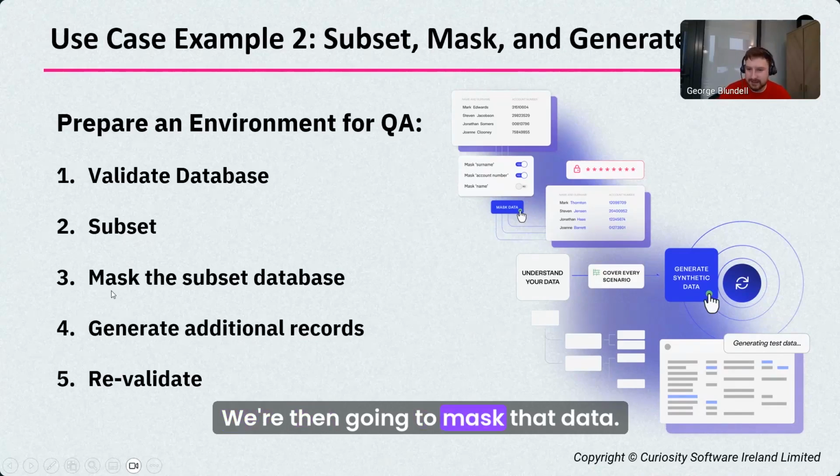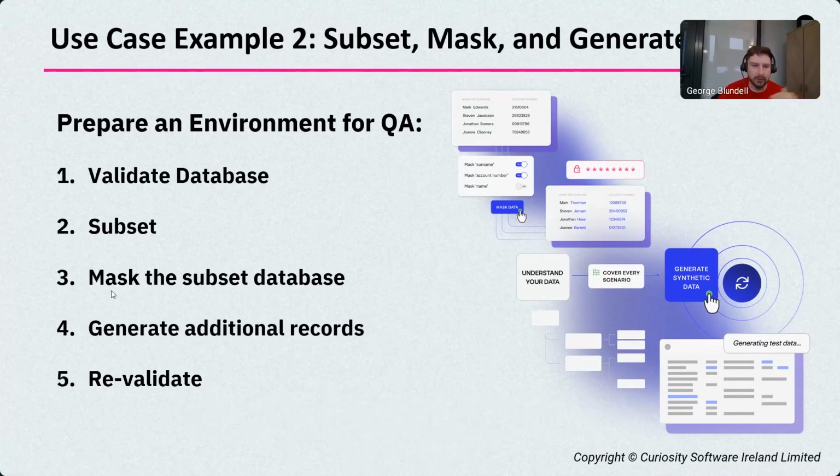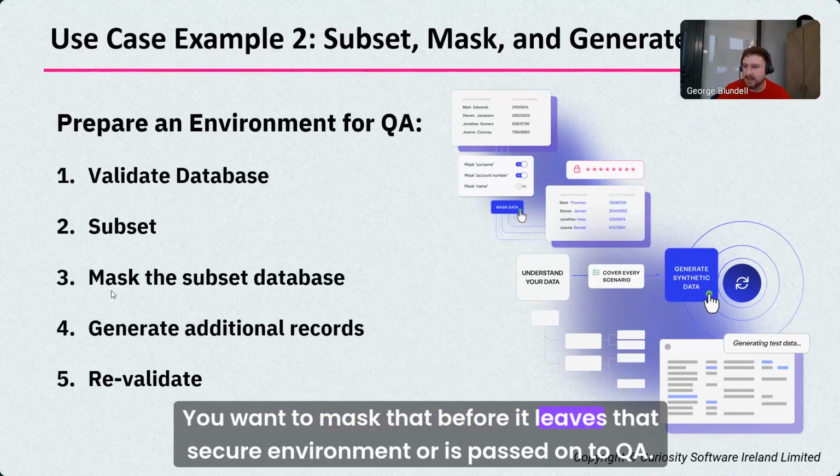We're then going to mask that data. So imagine you're taking a subset from production. You want to mask that before it leaves that secure environment or is passed on to QA.